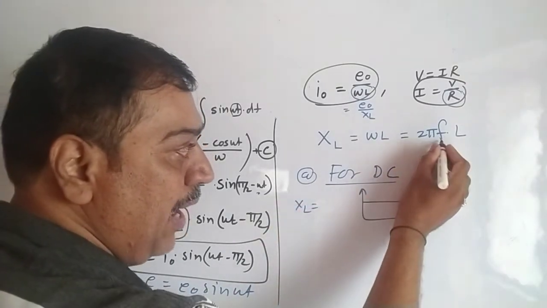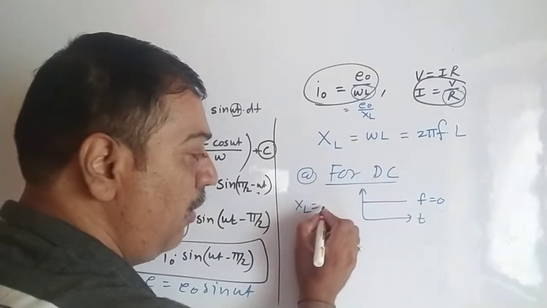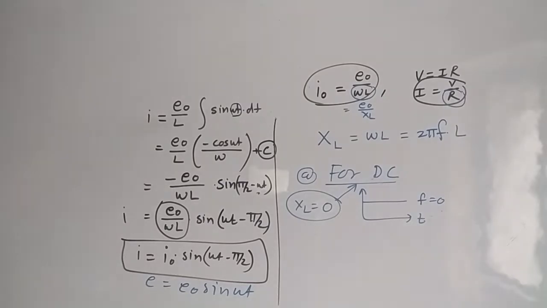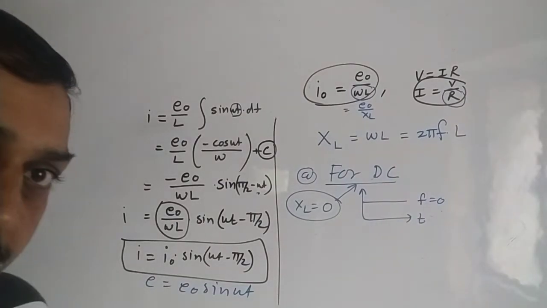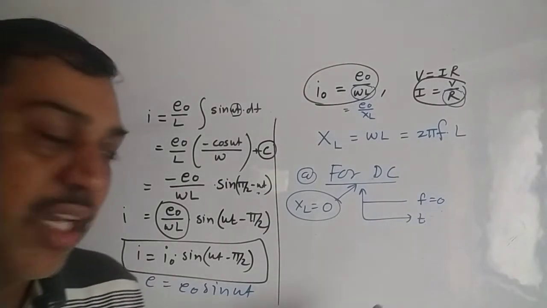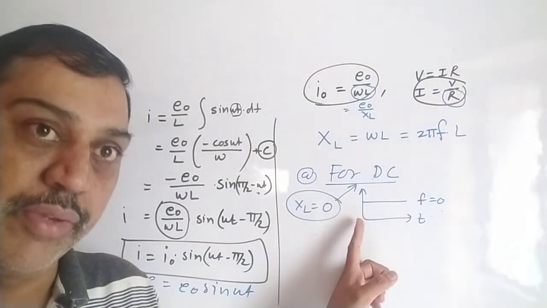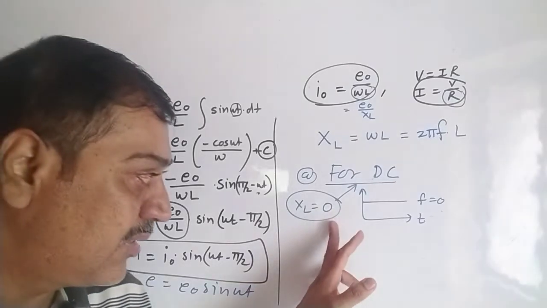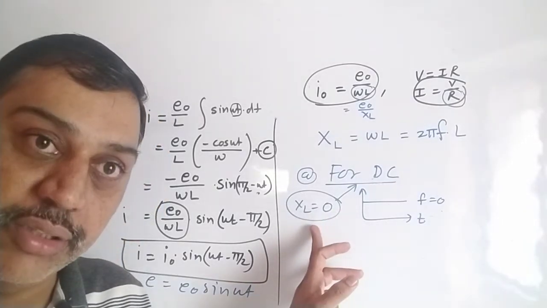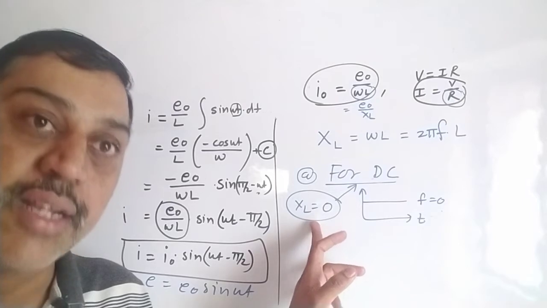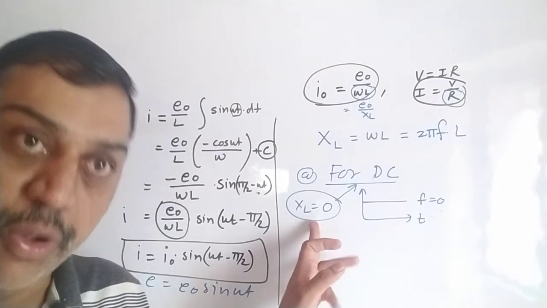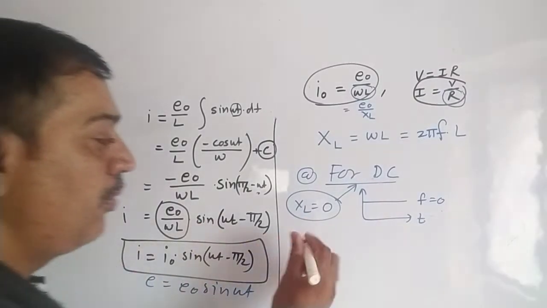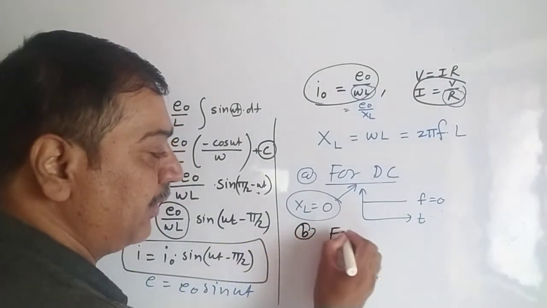XL equals 2 pi into 0 into L, so everything will be 0. XL is equal to 0 for DC. If XL is 0 for DC, what does it mean? Whenever DC passes through the inductor, it will not oppose the DC. It will pass the DC. It means the inductor will pass the DC, because opposition to DC, that is inductive reactance, is 0, so it never opposes, it will always pass the DC.